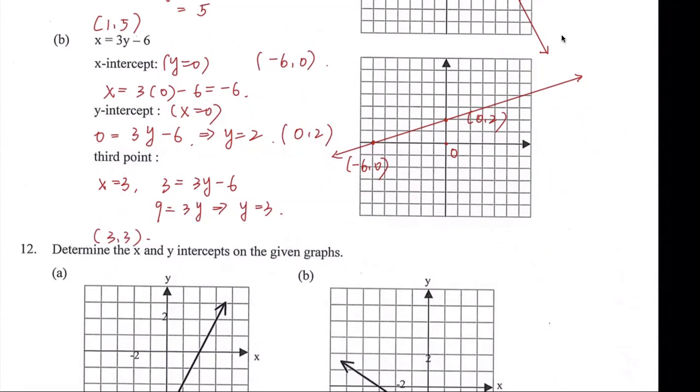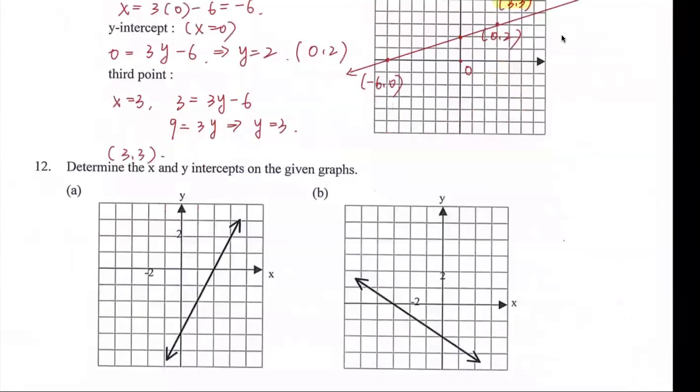Let's see if it's on the straight line. So let's find 3, 3. This is 0, right? 1, 2, 3, that's 3. 1, 2, 3. Indeed, it is on the straight line. This point is 3, 3. And we can see clearly that it is on the straight line that we just drew. So that means our calculation is correct. Okay, so that's question number 11.